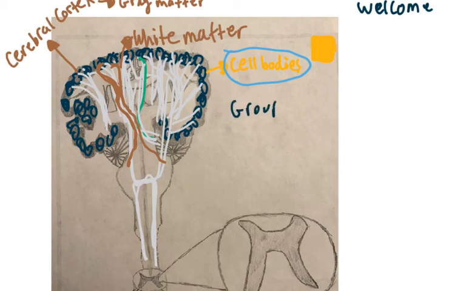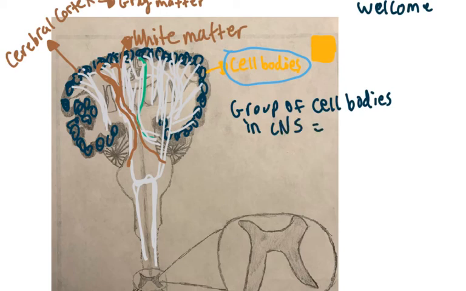So let me go and write this down. A group of, or let's just say cell bodies, right? So a group of cell bodies in the central nervous system is known as a nuclei, all right? But this is different if we look at a group of cell bodies in the peripheral nervous system, because then that would be called a ganglia.